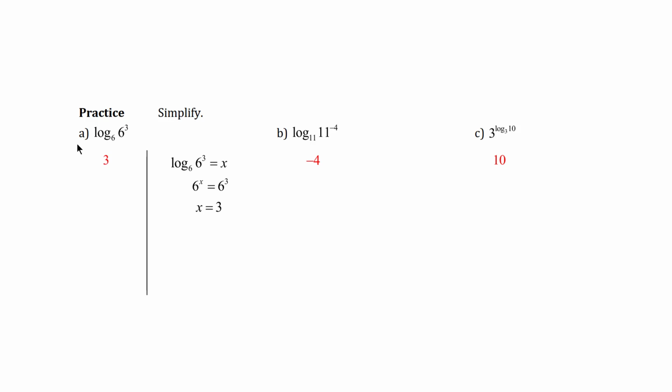Okay, so let's go over part A. For part A, we apply property number 2, so this logarithm simplifies to 3. You can also work this out by setting the logarithm equal to x. We have log base 6 of 6 cubed equals x. Converting this into an exponential equation, we get 6 to the x power equals 6 cubed. Next, we apply the uniqueness property of exponents. We get x is equal to 3. For part B, again, we apply property number 2, so this becomes negative 4. For part C, we apply property number 3, so this simplifies to the value of 10.